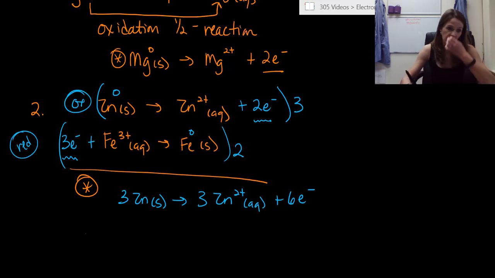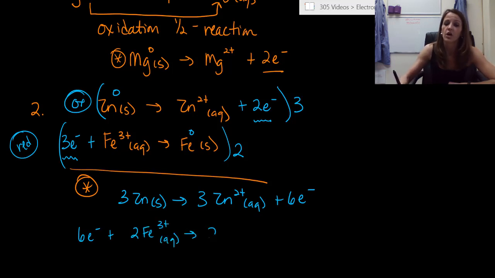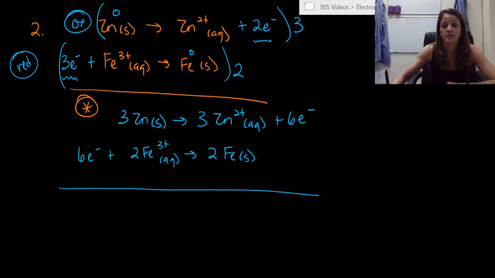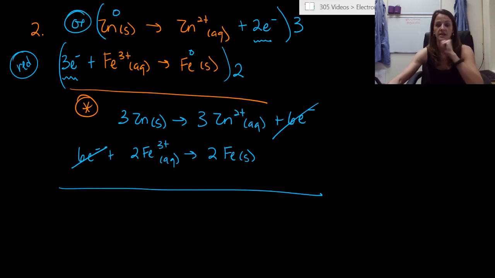Now my bottom one, my iron, becomes 6 electrons plus 2 Fe3+ in the aqueous state, going to 2 Fe solid. The phases never change. All right, so now I have added my electrons and balanced each component. Now I want to make sure that everything cancels out, specifically my electrons. So I see 6 electrons on my reactant side and 6 electrons on my product side, and they cancel each other out.